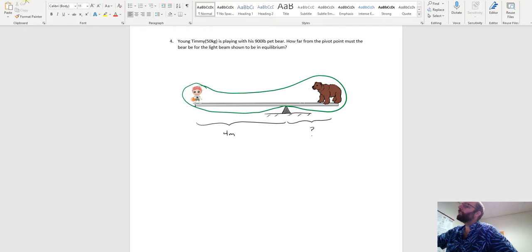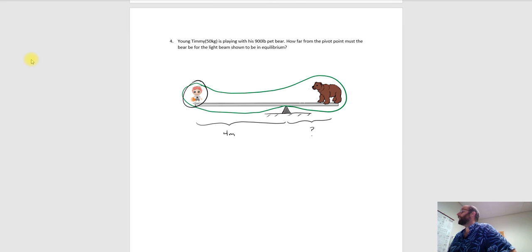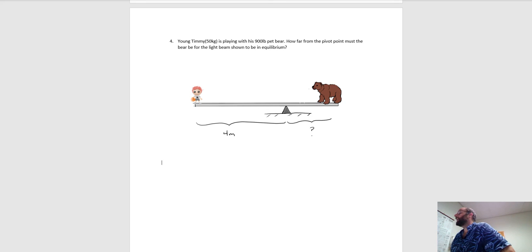And then I don't want to complete it for you, but you should have a force vector for Timmy's weight, another force vector for the weight of the bear, and then there's a contact point right there. So get your free body complete for the beam. That free body should have 3 forces. Now, if the beam had a reasonable mass, we would have to include a force vector for the weight of the beam. But this one says a light beam, so we'll ignore the weight of the beam.